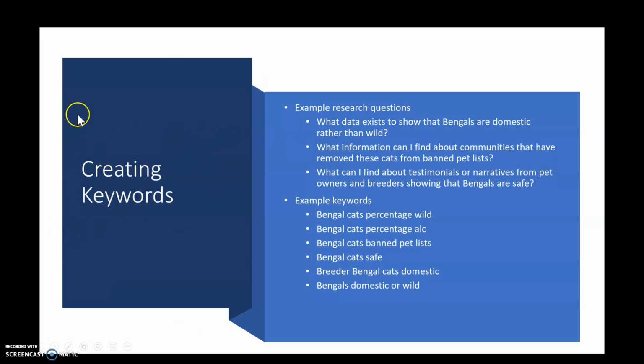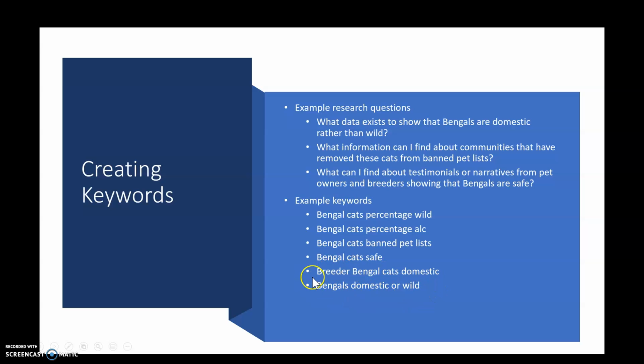So more on creating keywords. An example research question might be what data exists to show Bengals are domestic rather than wild. We looked at this with these research questions a second ago. Some example keywords might be Bengal cats percentage wild. So that would help me find stuff to answer this one. Bengal cats percentage ALC. I happen to know that the wild cat that Bengals derive from is the Asian leopard cat and is often abbreviated ALC. So I might put Bengal cats percentage ALC or Bengal cats percentage Asian leopard cat to make it a more formal industry specific term than wild. Bengal cats banned pet lists, Bengal cats safe, breeder Bengal cats domestic, and Bengal cats domestic or wild.